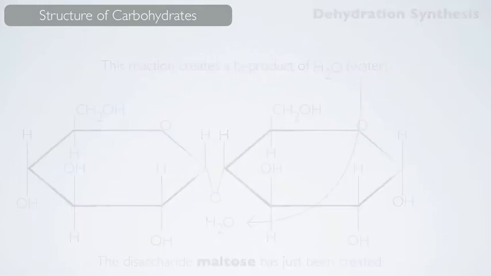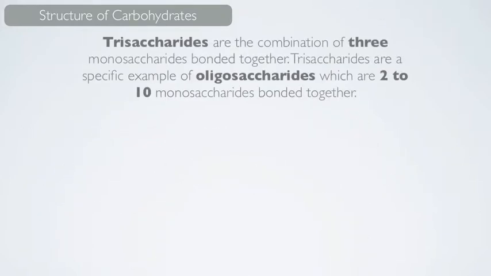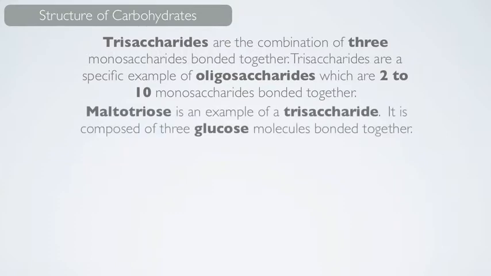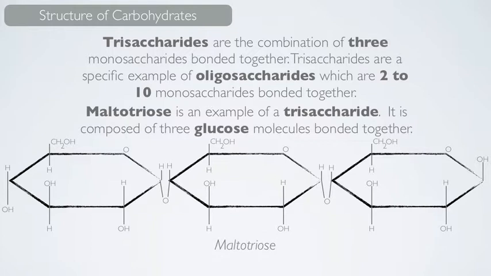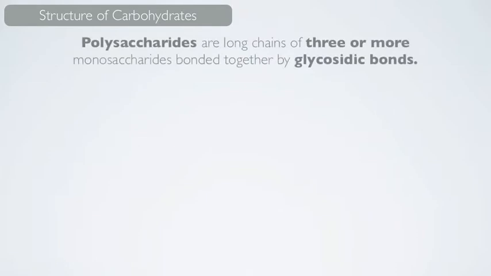Trisaccharides are just the combination of three monosaccharides bonded together. Trisaccharides are actually a specific subset of oligosaccharides, which are 2 to 10 monosaccharides bonded together. An example of a trisaccharide is maltodextrose, which consists of 3 glucose molecules. Polysaccharides are long chains of 3 or more monosaccharides.